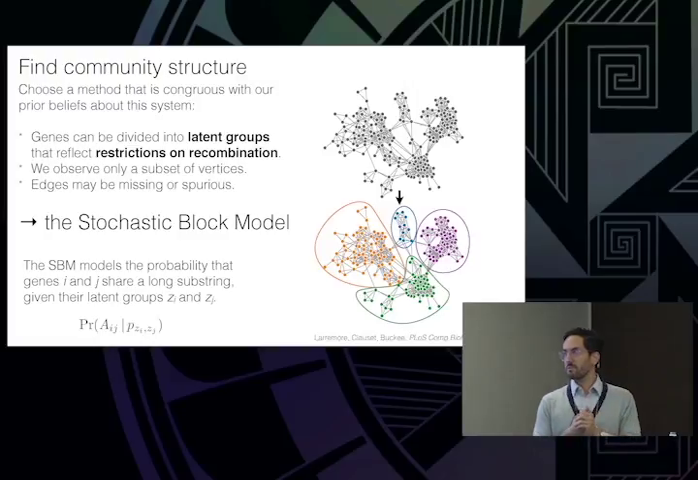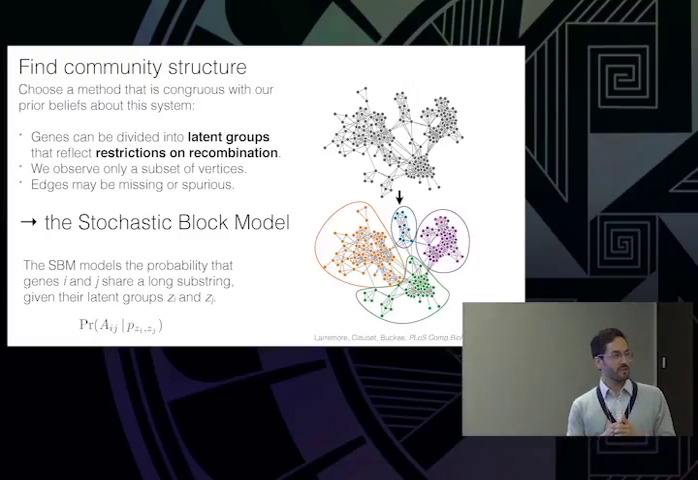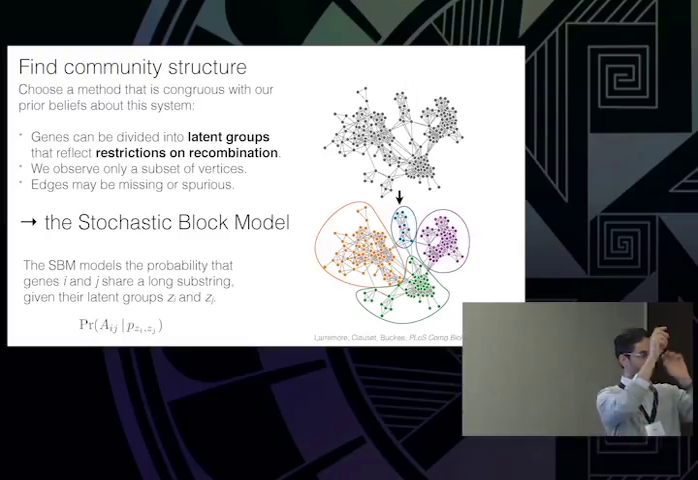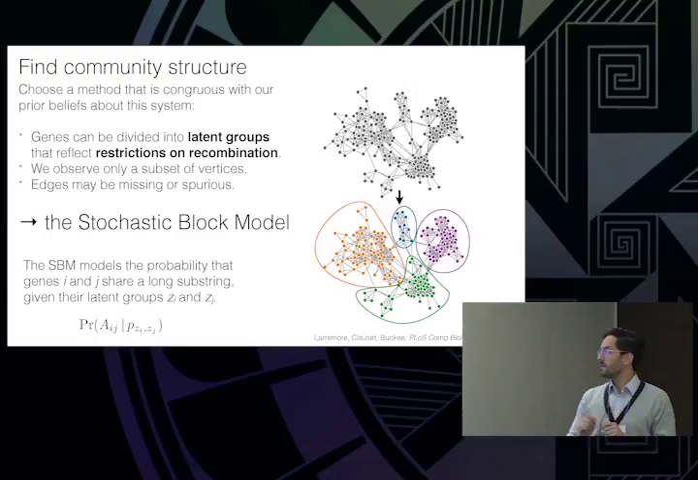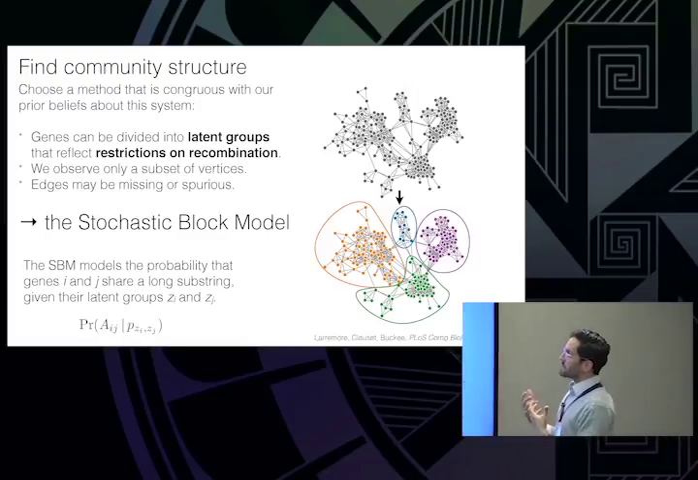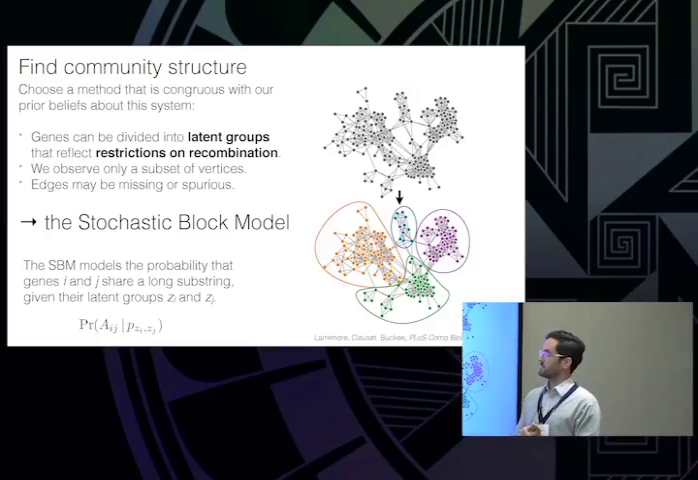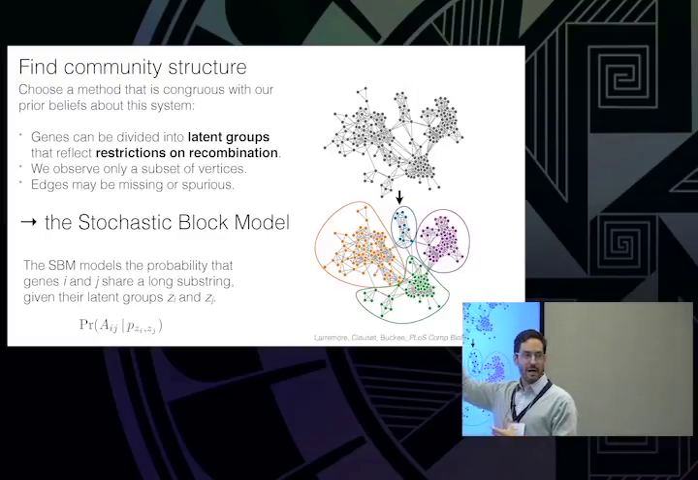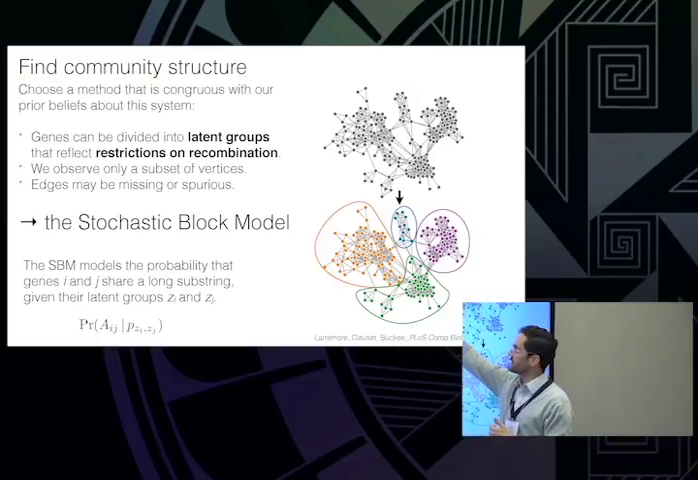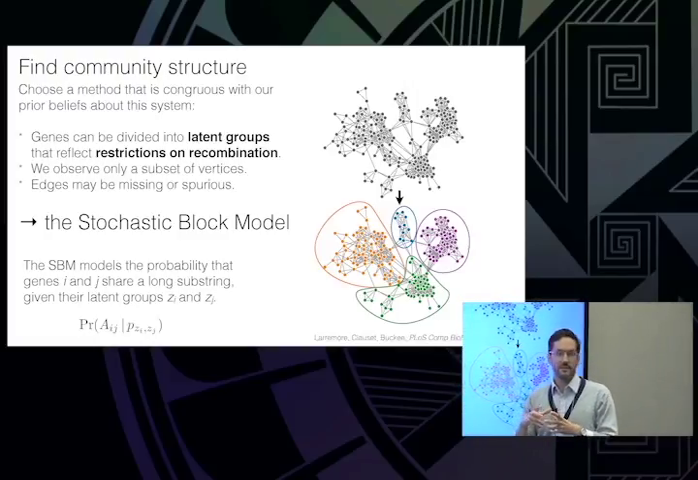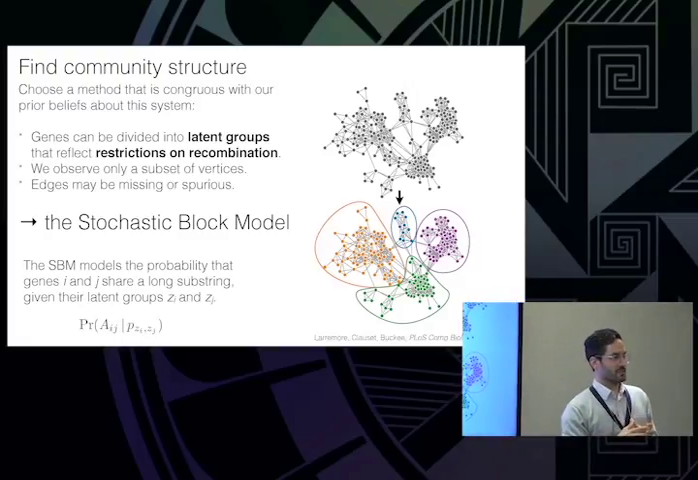Our goal then is going to be to find community structure within these networks. So now that we've taken all of the genes and we've connected them, we're going to choose a method for community structure that's congruous with our prior beliefs about the system. Namely, our goal is to find population structure. So our hope is that genes can be divided into latent groups that somehow reflect restrictions on recombination.